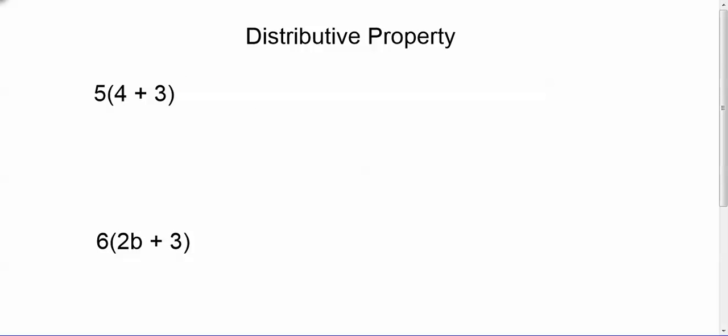Let's move on to the distributive property. Another thing you're going to see is some parentheses and some operations, and you have to distribute the number on the outside times everything on the inside.